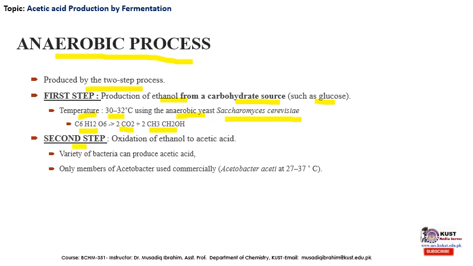Now in the second step, oxidation of ethanol to acetic acid is taking place, and a variety of bacteria can produce acetic acid. The only member of Acetobacter which is used commercially is Acetobacter aceti, at a temperature of 27 to 37 centigrade. So basically at commercial level, Acetobacter aceti is the most common and preferred source of bacteria used for the production of acetic acid.